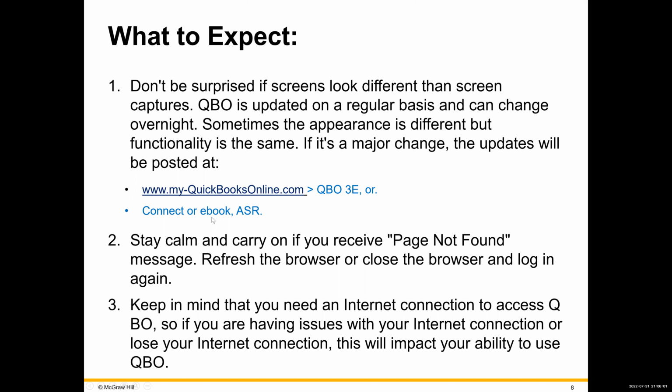I don't know about this Connect or ebook. I've always done it like this, right? myquickbooksonline.com, go to QBO 3E and find the updates, okay? And what I would do is I would jot them down before you start the chapter, okay? So that way, when you get to it and your textbook doesn't agree with what you see in QuickBooks Online, well, you don't have to worry about it. Well, it's not supposed to be. This is what I'm supposed to do, okay?